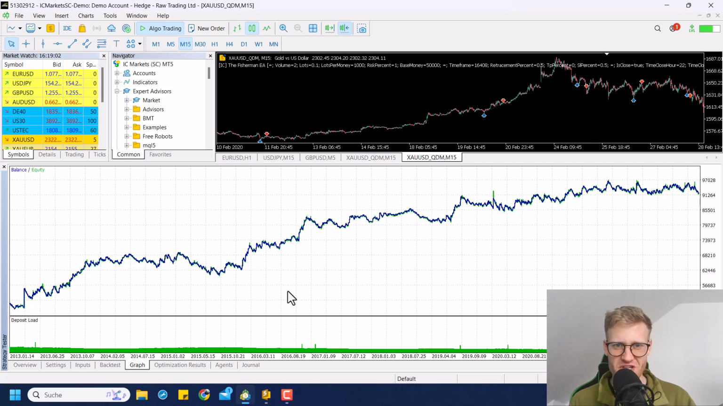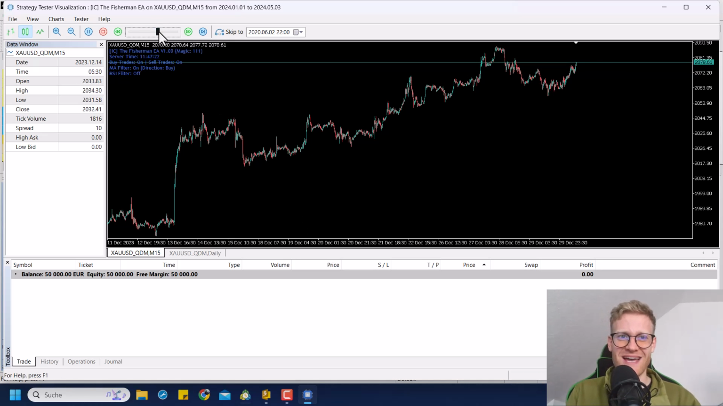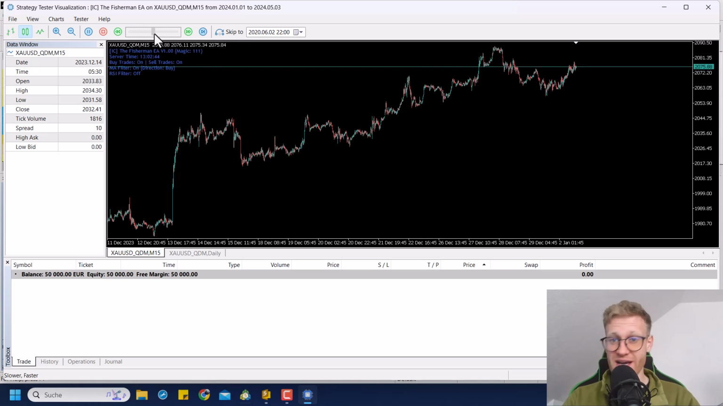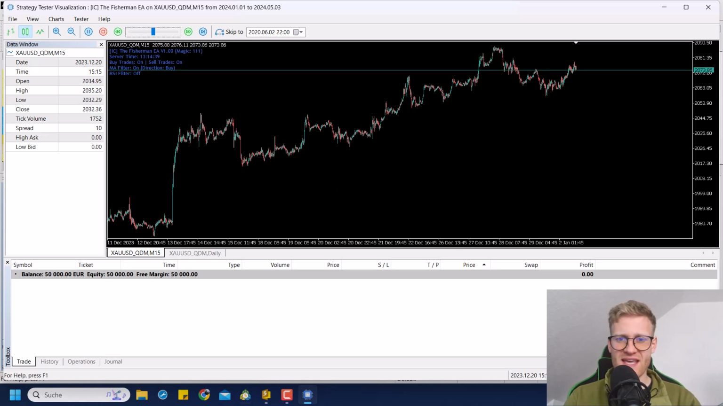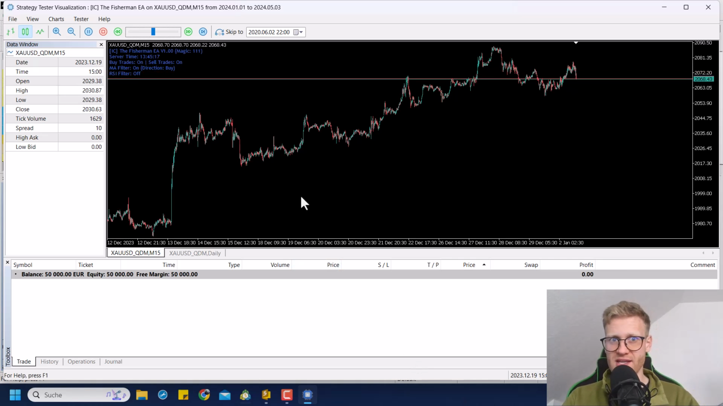Also, I called it the Fisherman because we are fishing for these small and quick retracements before we try to follow the trend direction. And you can see it here running already in the strategy tester, and I want to introduce or explain real quick what this strategy does before I go over the settings, and then maybe show you one backtesting example at the end of this video.